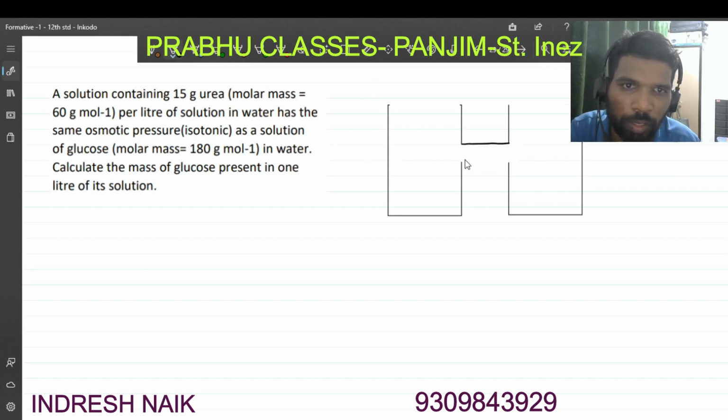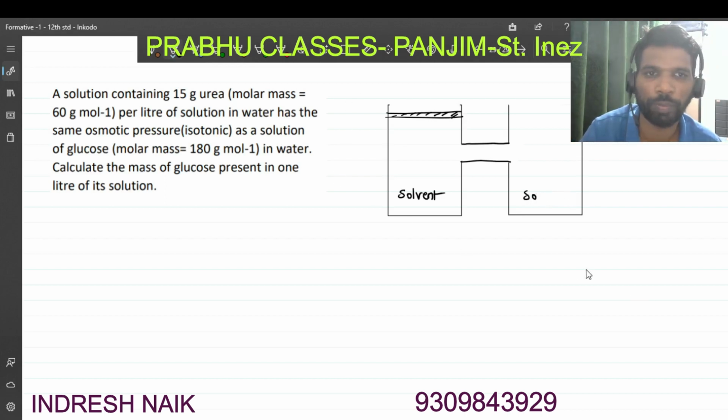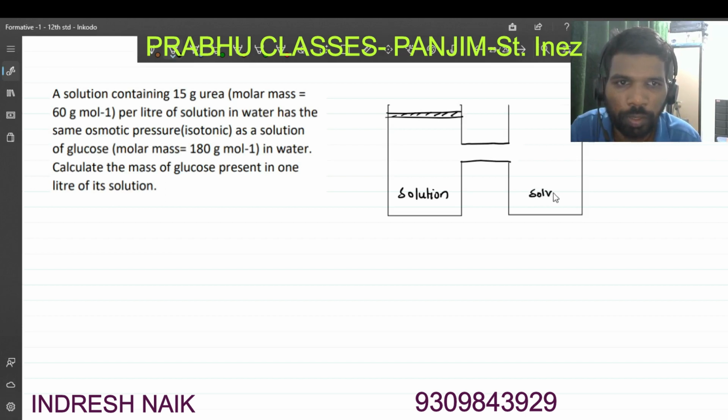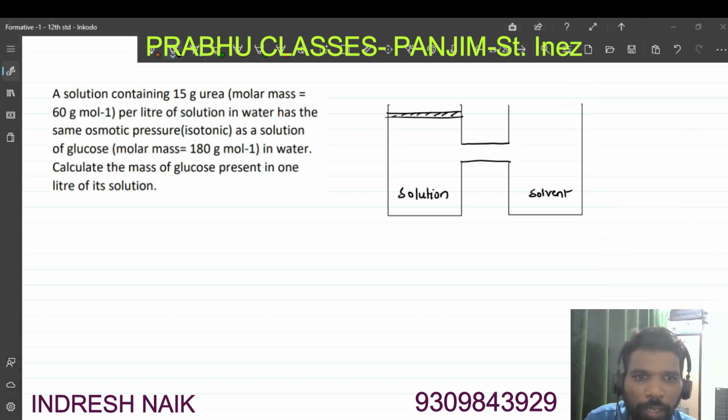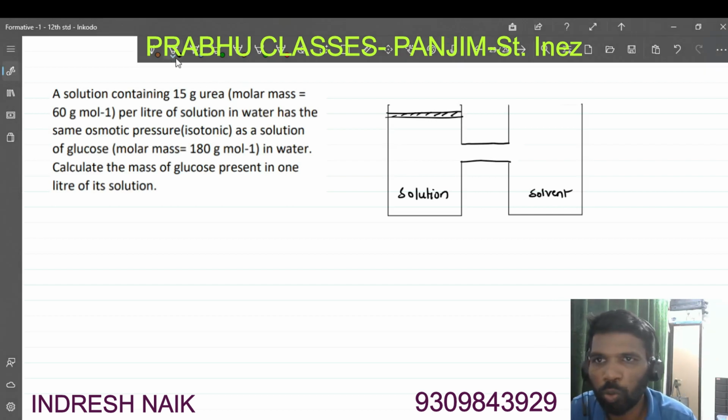Let's understand this. There is a frictionless lid. We'll consider this as a frictionless lid. Here there is a solvent, and this is solution. Or we'll do it this way. This is solution, this is solution, and this is solvent. Understand the difference. What does it mean? There are two ways to express.